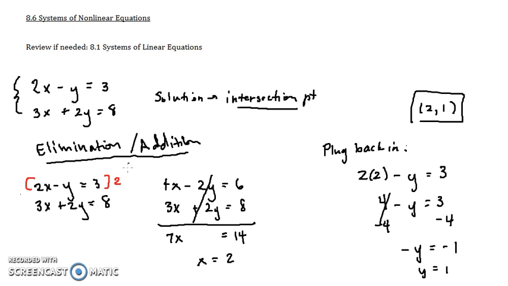So this is the basic idea. If you need to go back and review those, 8.1 is probably a good starting point. So now in the next video, let's look at how to do this with nonlinear equations, and you'll see that it's very similar.